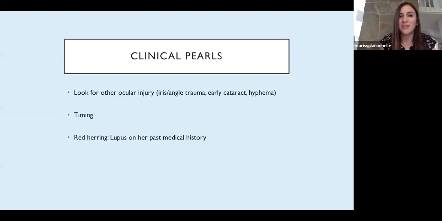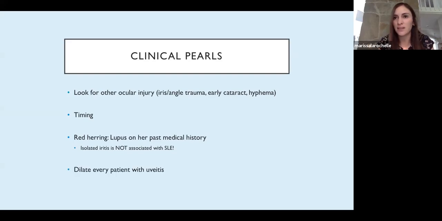Okay, so I put lupus as part of her past medical history, sort of as another red herring. Patients with systemic lupus really don't get isolated anterior uveitis as part of their systemic lupus disease. So I think a lot of people think, oh, lupus, they must have iritis, or iritis, let's check for lupus. And in reality, patients with lupus just don't get isolated iritis. They can get posterior findings, they can get scleritis, they can get vasculitis, but just anterior uveitis would be very uncommon. Dilate every patient with uveitis.